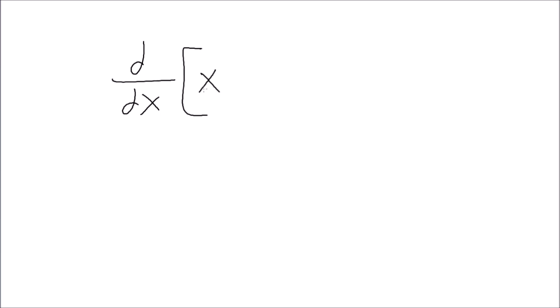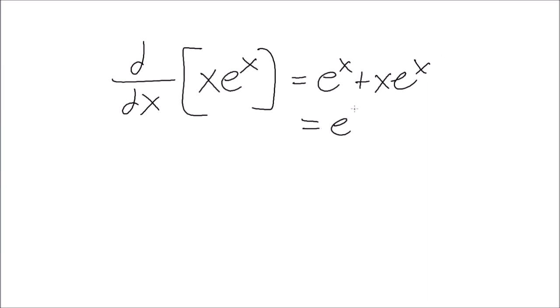Next derivative, x e to the x. Here, maybe the product rule is not so terrible, because you could just do product rule in your head: e to the x, e to the x. But it's also good to memorize this by heart. You're probably thinking, if I let u equal x e to the x, I can just do product rule. I don't have to memorize this.